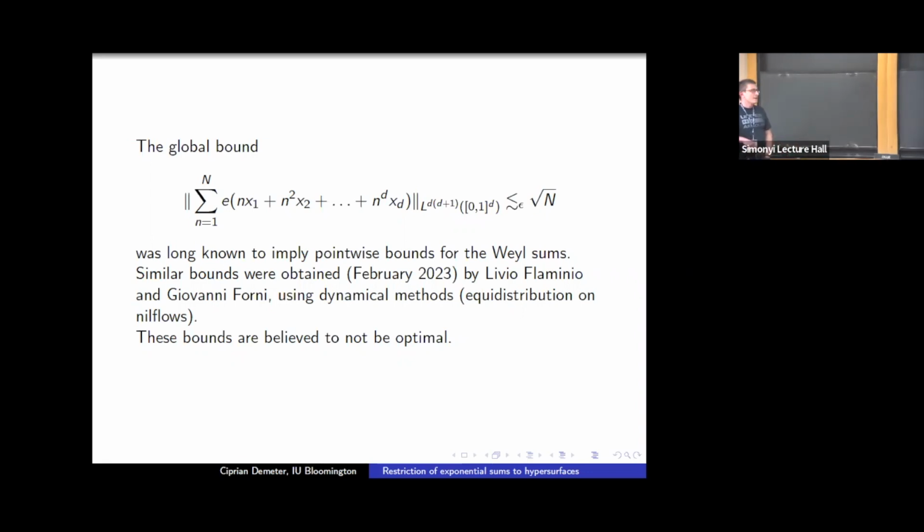It looks complicated to me, certainly not the language that I'm familiar with, but they do get exactly the same kind of exponent. It is believed that these bounds are not optimal in general. Many people believe there should be square root cancellation at the pointwise level, and what we get here is not square root cancellation, but nobody knows. And it's a bit peculiar that completely different methods lead to the same exponent.